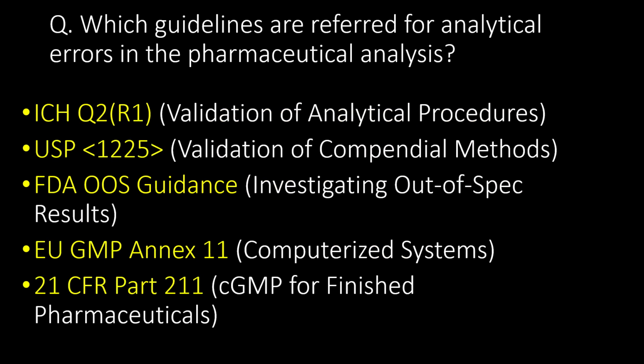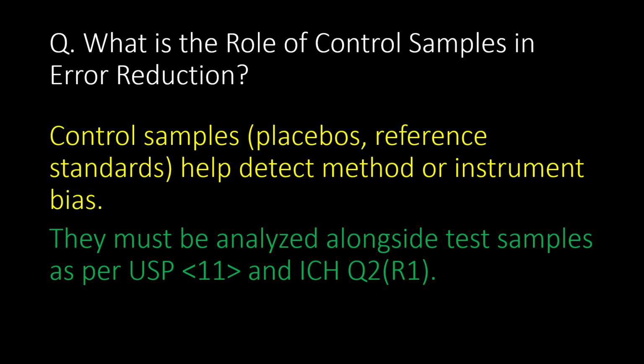Which guidelines are referred for analytical errors in the pharmaceutical analysis? ICH Q2 R1, USP chapter number 1225, FDA's OOS guidance, EU GMP Annex 11, and 21 CFR Part 211 are the guidelines which are very commonly referred for analytical errors in the pharmaceutical analysis. What is the role of control samples in error reduction? Control samples like placebos and reference standards help to detect method or instrument bias. They must be analyzed alongside test samples as per USP chapter number 11 and ICH Q2 R1.